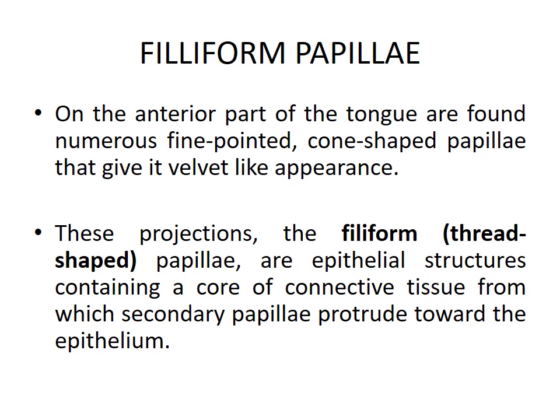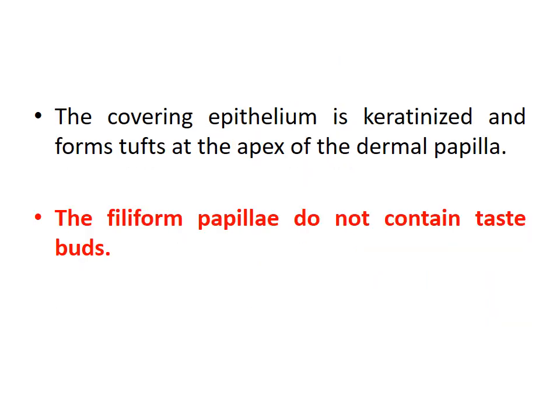On the interior part of the tongue are found numerous fine-pointed cone-shaped papilla that give it a velvet-like appearance. These projections, the filiform thread-shaped papilla, are epithelial structures containing a core of connective tissue from which secondary papilla protrude toward the epithelium. The covering epithelium is keratinized and forms tufts at the apex of the dermal papilla.